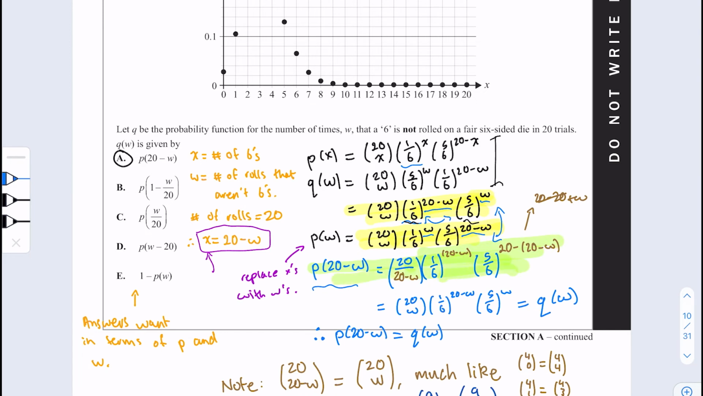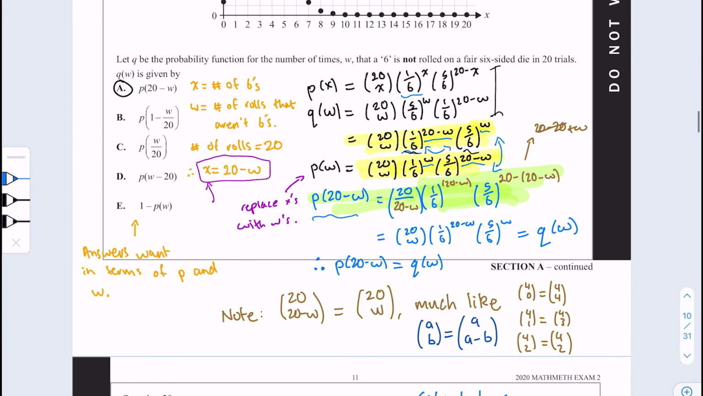And to be able to complete this question, you need to know that here 20 choose 20 minus W is the same thing as 20 choose W. And you can prove that here. It's kind of like symmetry properties of combinations. So 4 choose 0 is equal to 4 choose 4. 4 choose 1 equals 4 choose 3. 4 choose 2 equals 4 choose 2. And the general form of it is A choose B is the same as A choose A minus B.